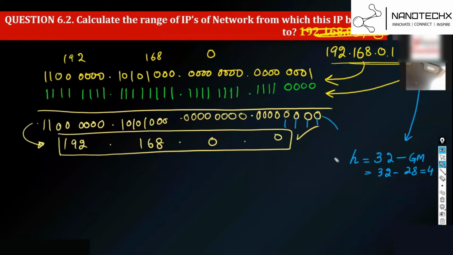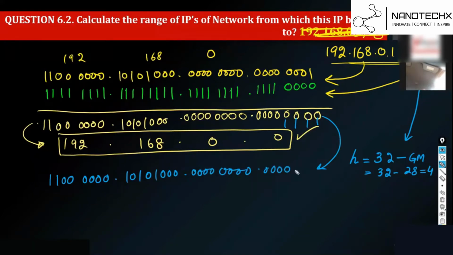So we write it here again, and then we change the 4 bits. So we write 1, 1, 0, 0, 0, 0, 0, 0 dot 1, 0, 1, 0, 1, 0, 0, 0, 0, then 8 times 0 dot 0, 0, 0, 0, but these 4 bits are 1, 2, 3, 4. Why? Because the value of H is 4. So it means 4 bits have to be changed to 1 from the network number.